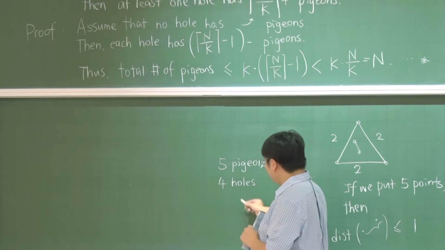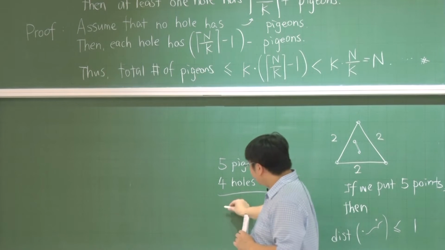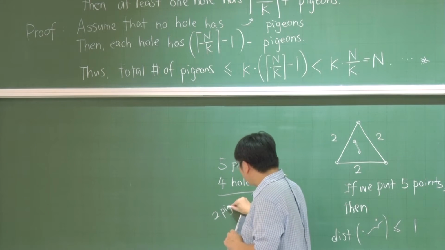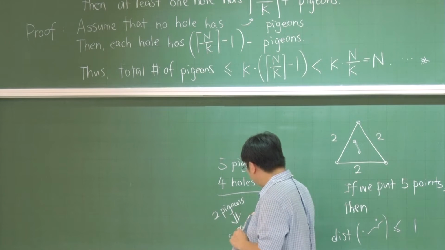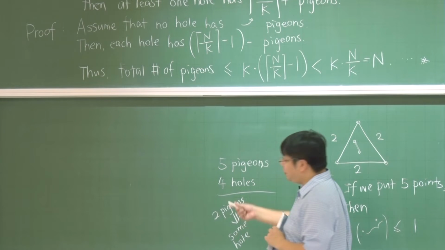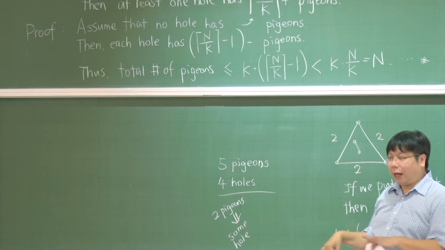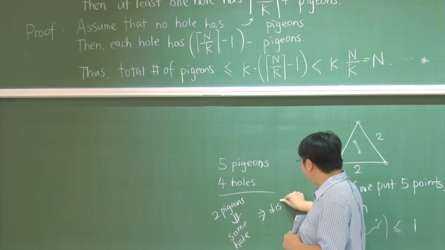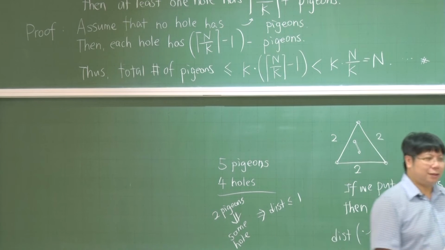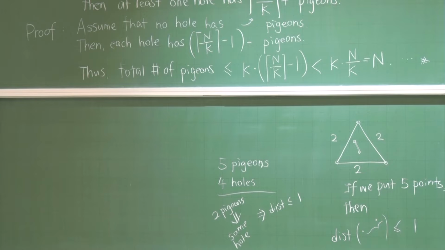But then we want to have a property that if 2 pigeons fly back to the same hole, then this will imply the distance is less than or equal to 1. So is there a way to have this kind of guarantee? First of all, we need to create 4 holes, and then if somehow 2 points are inside the same hole, then the distance will be less than or equal to 1. So how should we create the holes?